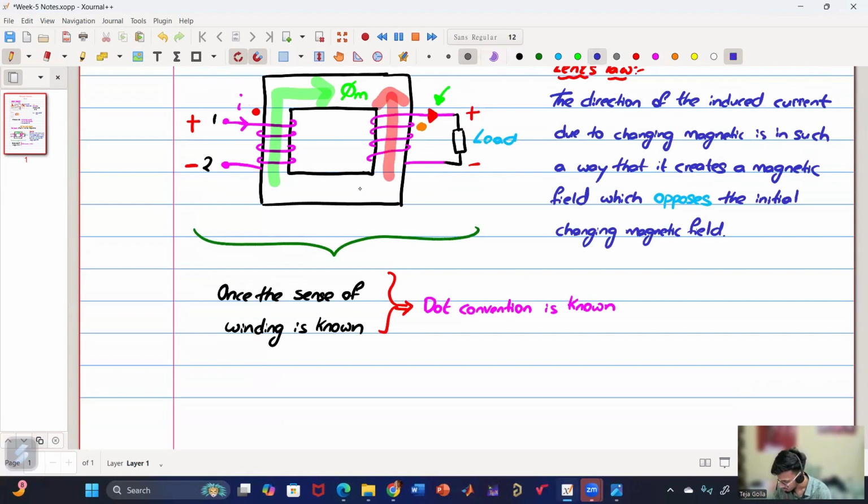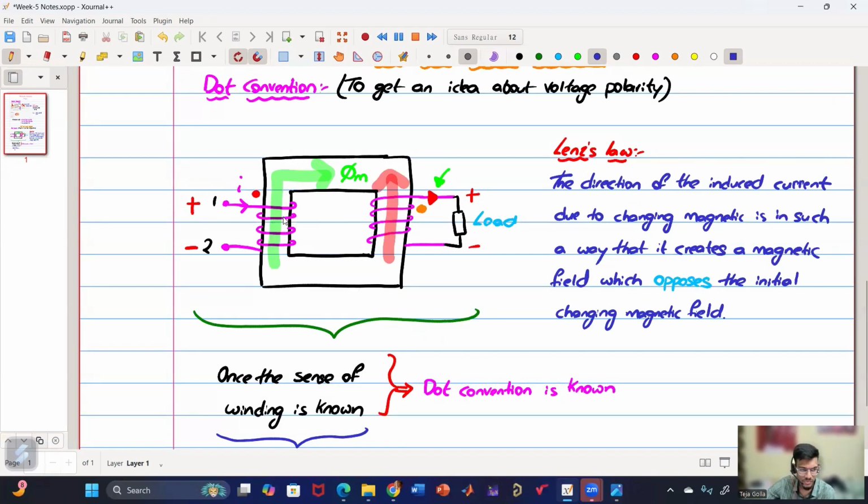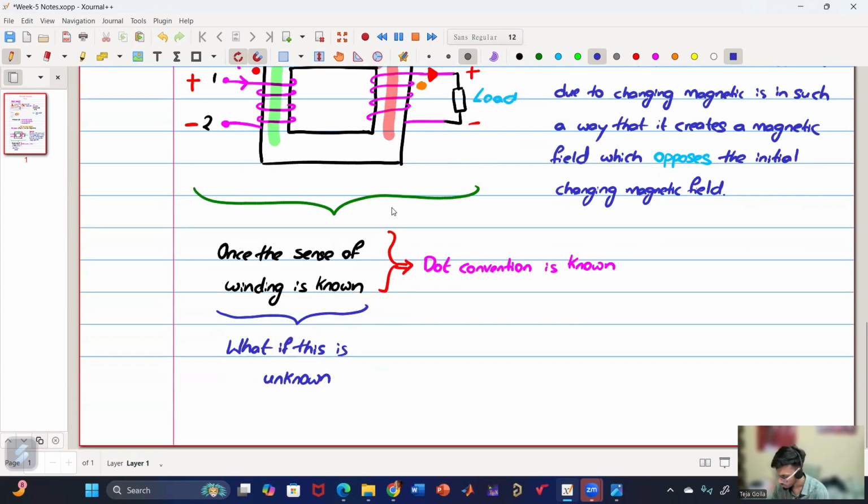So what if this is unknown? Then you have to perform a test. Say I don't know how the windings are wound. Then we'll give some positive voltage so that the current will flow in one direction, and then we'll see on the load which is the positive terminal. Then the positive terminal on winding one and the positive terminal on winding two both will have the same dot convention. So you have to perform a test.